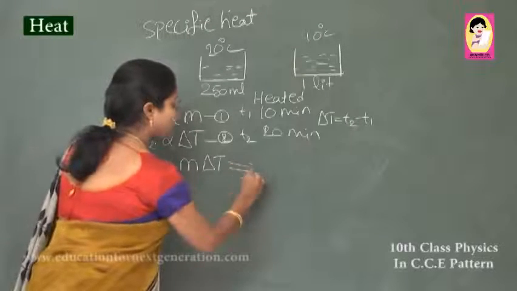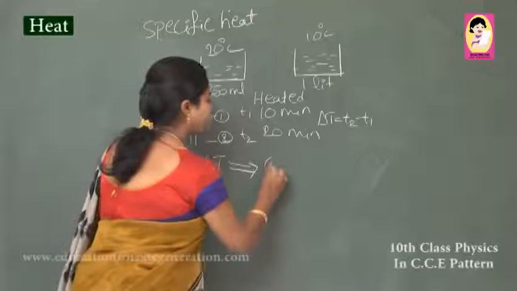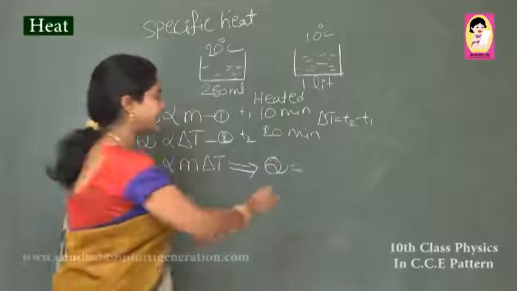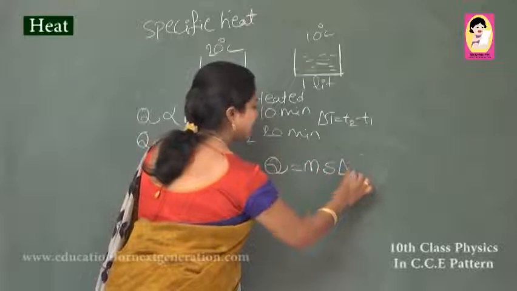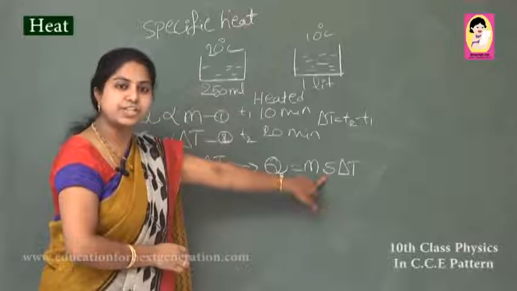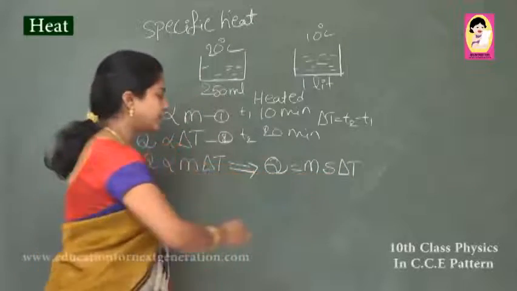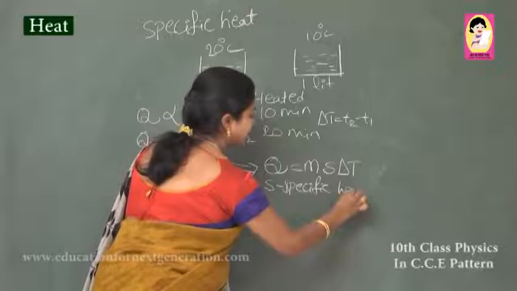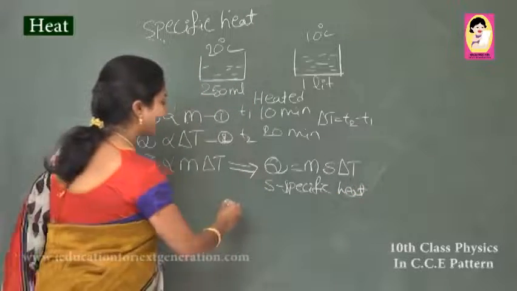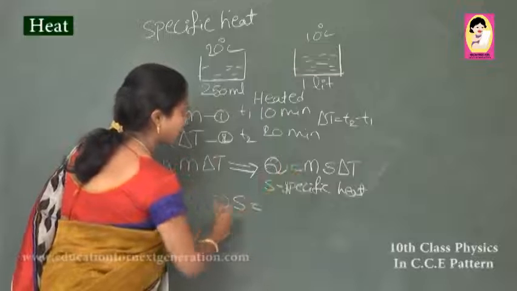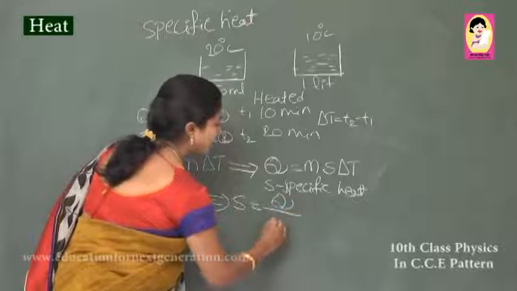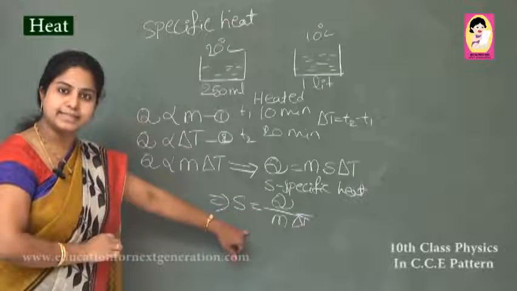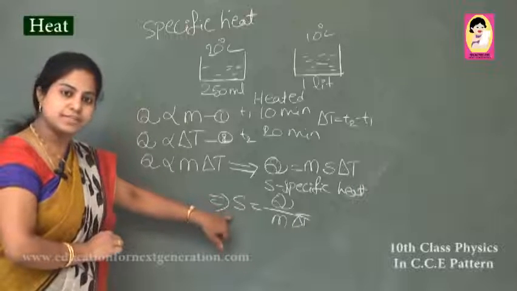Next, if we write this in equation form, Q is equal to some constant times M into delta T, so Q equals M S delta T. Here S is a constant, and S is the specific heat. From this equation we can write S is equal to Q by M into delta T. That is the specific heat of the solution.